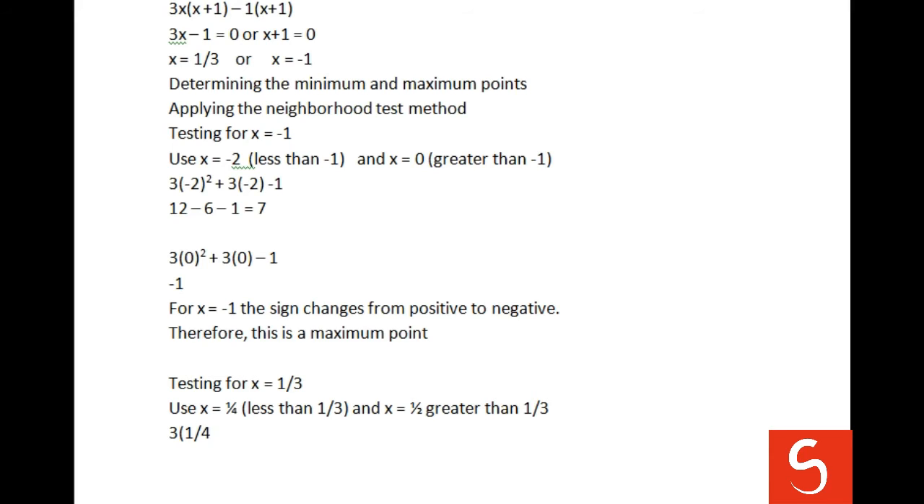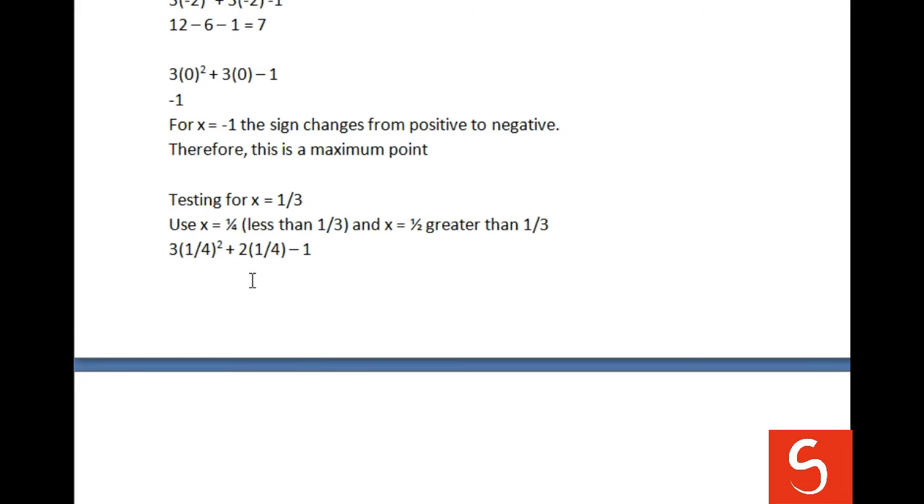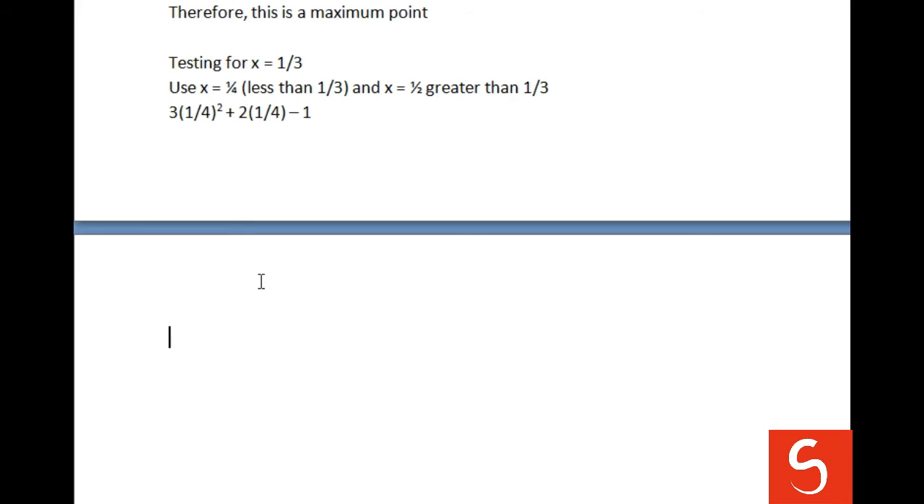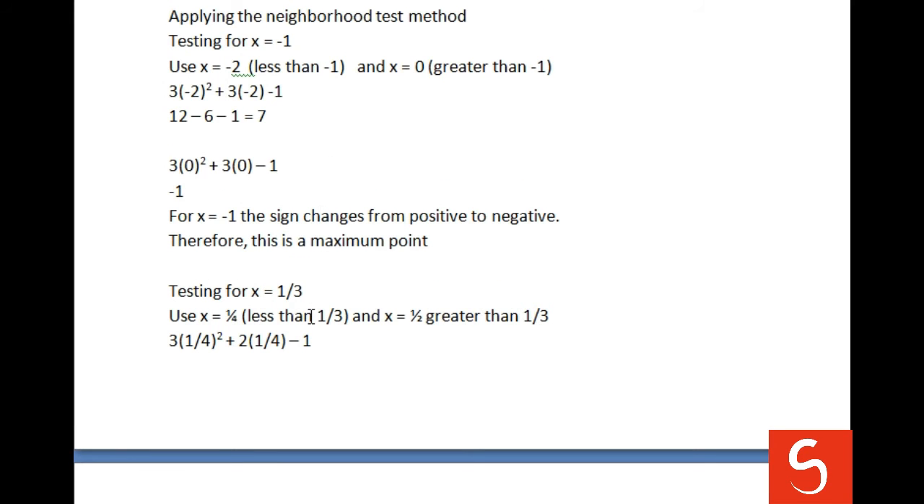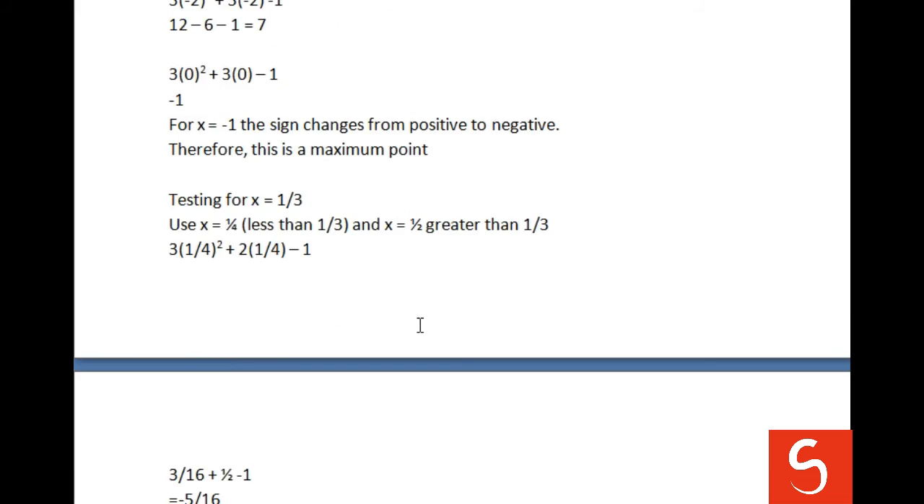We have 3 times 1 over 4 raised to the power of 2, plus 2 times 1 over 4, minus 1. When we solve this, we're going to have 3 over 16 plus 1 over 2 minus 1, and that will be equal to negative 5 over 16. So now let's test for x equals 1 over 2.